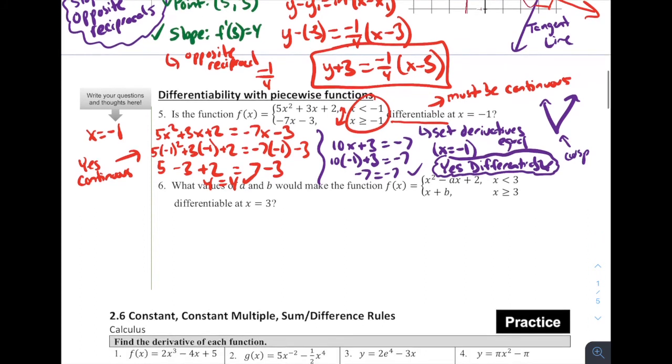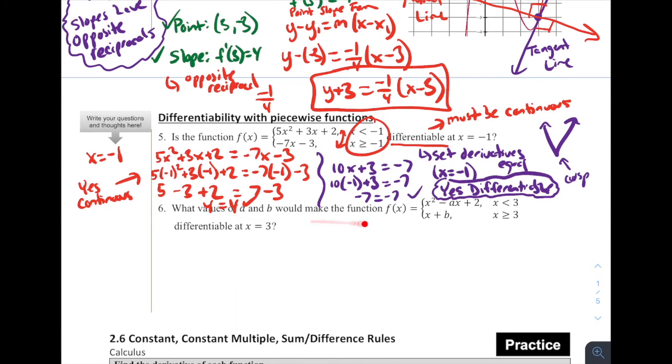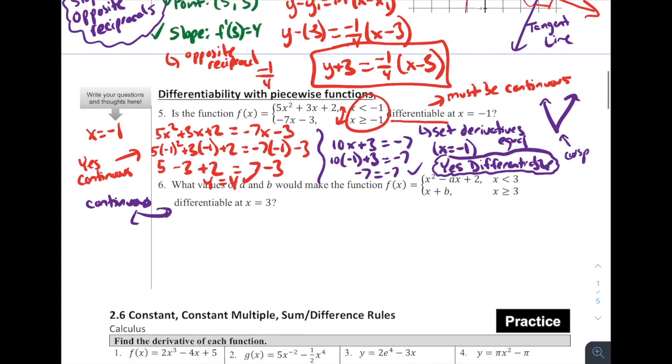Number 6, this looks like the last one for today. So what values of a and b would make the function f of x equal to this piecewise function differentiable at x equals 3? Remember, if it's differentiable, it needs to be continuous also. So that's a key thing. If it's going to be continuous, those two parts of the piecewise function need to equal each other when x is equal to 3. So I'm going to say that x squared minus ax plus 2 has to equal x plus b when x is equal to 3. So 9, if we plug in that 3, minus 3x plus 2 has to equal 3 plus whatever b is.